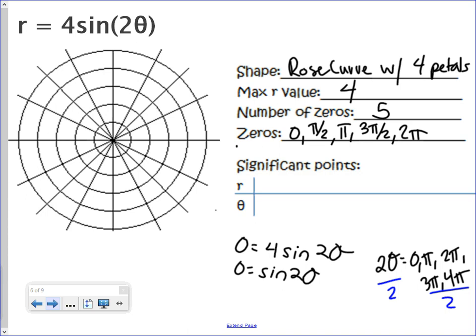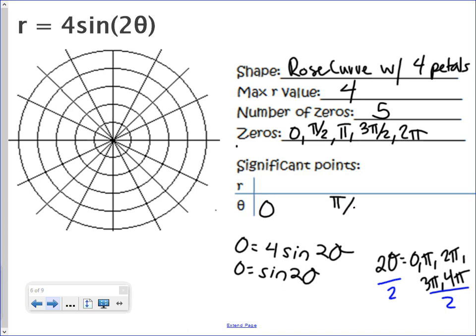Now, even though I'm listing out 5 zeros, I'm not going to put all those things into my significant values table. Like, I don't need that many. What I really need is a single petal. And once I have a single petal, I can use petal spacing to get my other ones. So I don't really need to do all the zeros and things in between all the zeros. Okay, so I'm going to pick my first 2 zeros, 0 and pi over 2. I'm going to put them in my table.